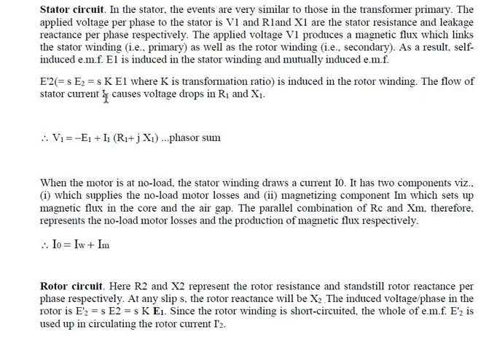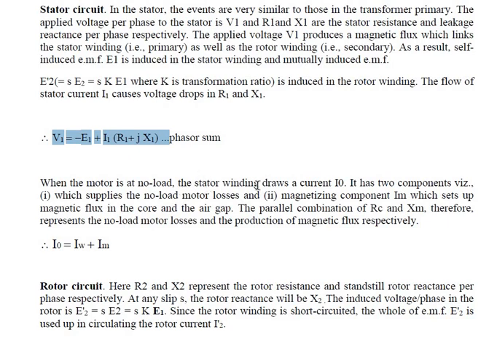So the flow of the stator current I1 causes a voltage drop in R1 and X1. The equation of the supply voltage is given by V1 is equal to minus E1 plus I1 times R1 plus jX1. So this is the simple equation of the stator side, and from this we can simply draw our circuit. V1 is the applied voltage, minus E1 is the self-induced EMF, I1 is the stator current, and in brackets R1 plus jX1 is the impedance of the stator circuit.